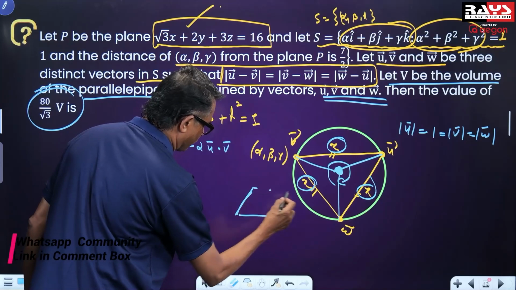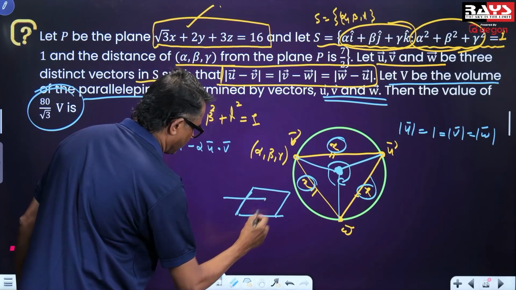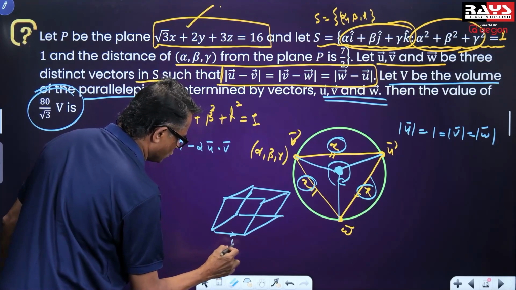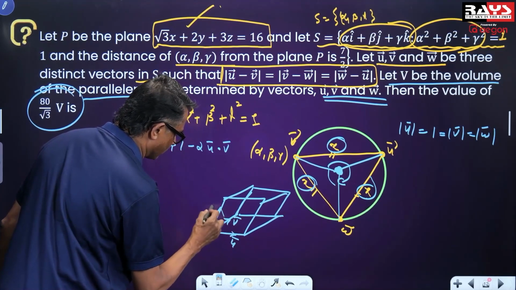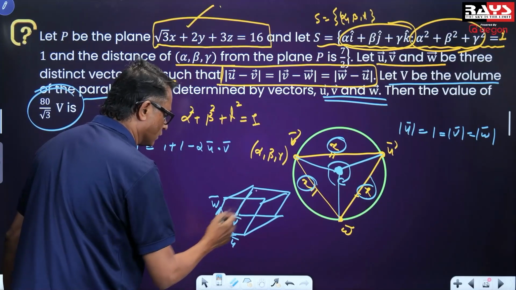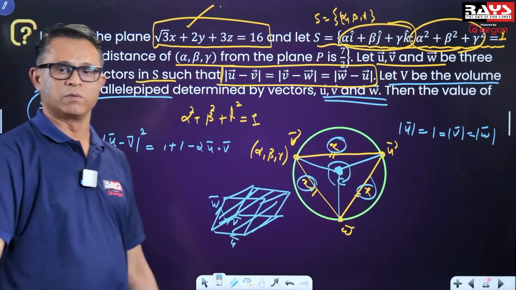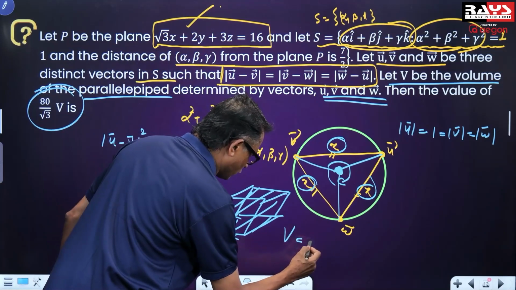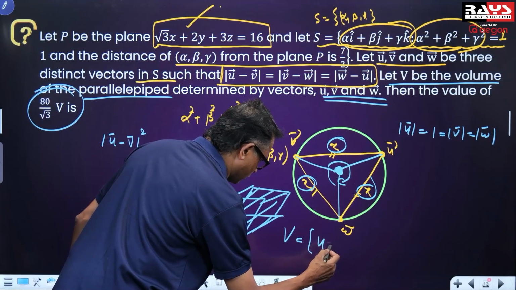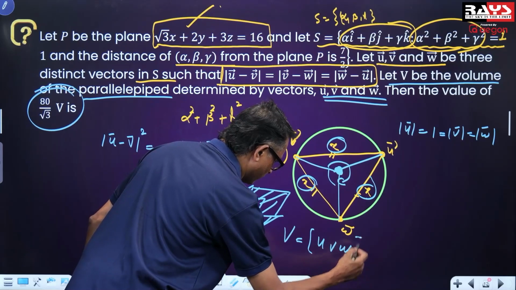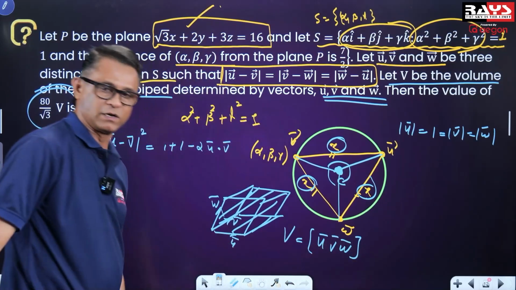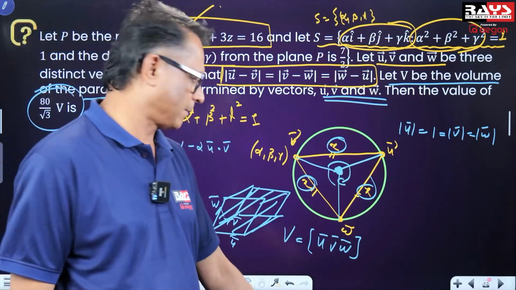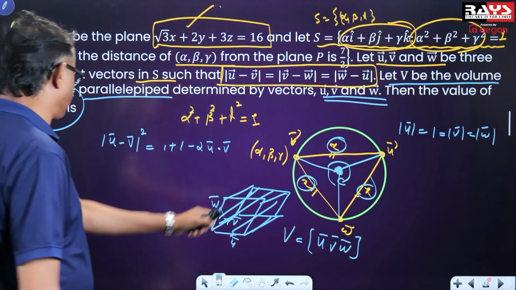Parallelepiped in the sense, if you form a parallelepiped box, this is u, this is v, and this is w. So we have to find the volume of this box. And the volume of the box is given by box u, v, w. Okay, all of you know this result. Box volume of parallelepiped is given by box u, v, w. Now let us come to that point.